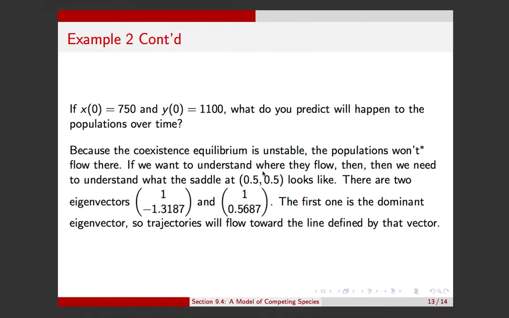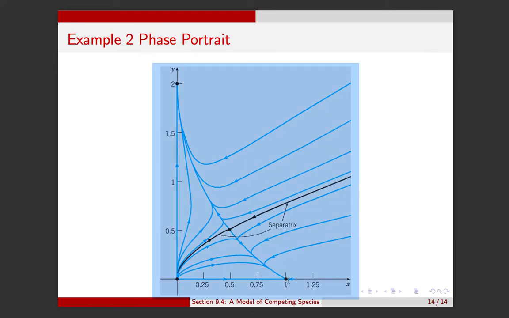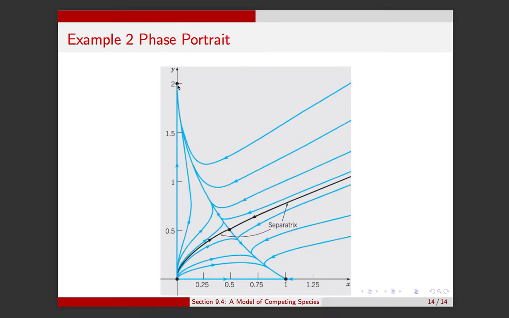If you want a phase portrait of this, here's what you get. So notice there's sort of a dividing line between where things flow down to this equilibrium here at 1 versus this equilibrium up here at 2. There's a fancy name for this sort of dividing line. It's called a separatrix. And that line right there is defined by the less dominant eigenvector. So this is the less dominant eigenvector line along which it's possible to flow back to this point. So if you're above this black line, you flow up to there where the X population dies out. If you're below this black line, you flow down to here where the Y population dies out.